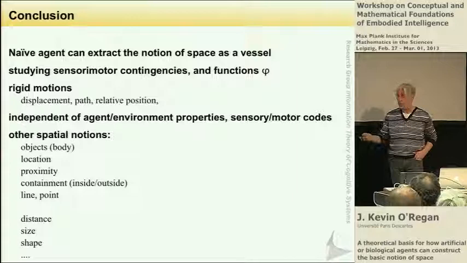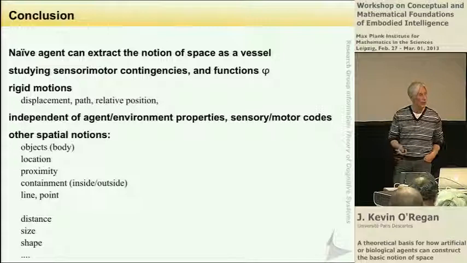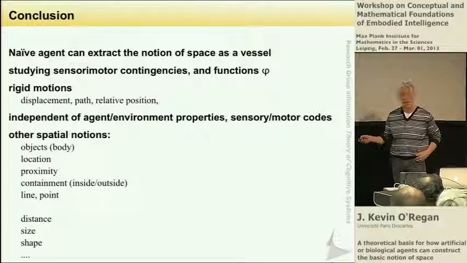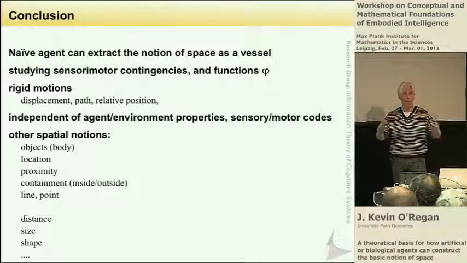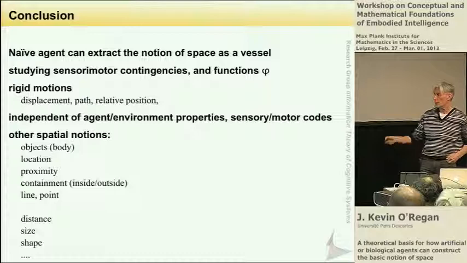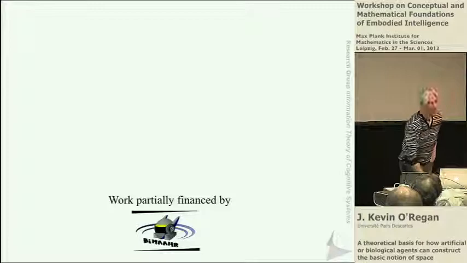The notion of location also is something which we have not got. We have relative position, things relative to each other, but we don't have a metric at the moment in this space, and we don't have a good measure of proximity. We don't have the notion of containment. We haven't defined notions of line and point, which seem to us, after Euclid, to be so obvious. But they are not obvious at all in this sensory motor buzzing confusion. They have to be deduced somehow from the agent, and this is future work. Distance, size, and shape involve a metric, which we don't have yet with this approach. So that's it. Thank you very much.